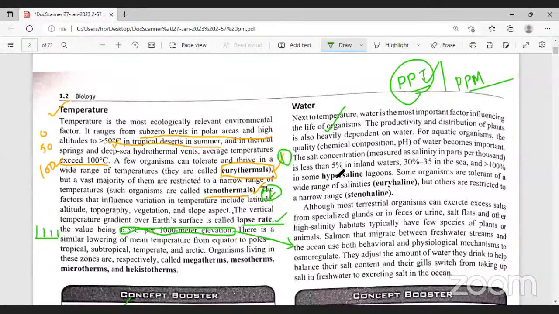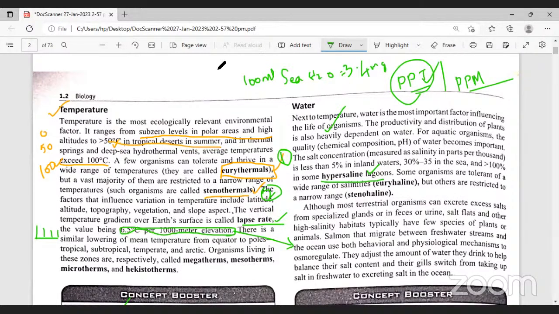Salinity is less than 5 ppt in inland water, 30 to 35 ppt in the sea, and more than 100 ppt in hypersaline lagoons. Hypersaline means what? The Dead Sea is taken as an example. Just don't forget, my dear students, this is very, very important. Normally 100 ml of sea water contains 3.4 milligram of salt. Imagine 3.4 milligram of salt. This is the normal sea water.